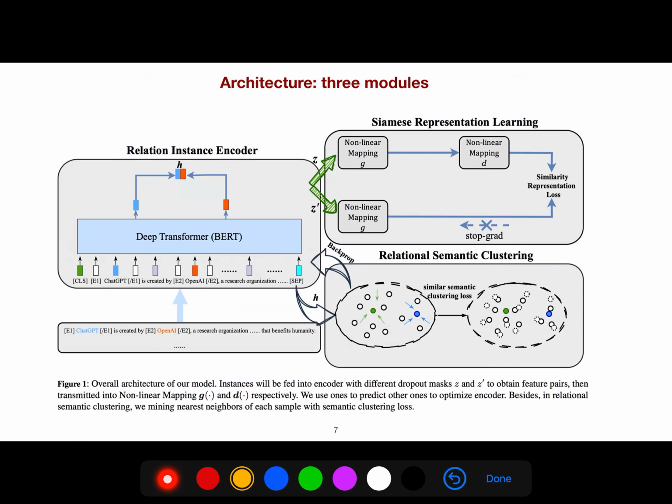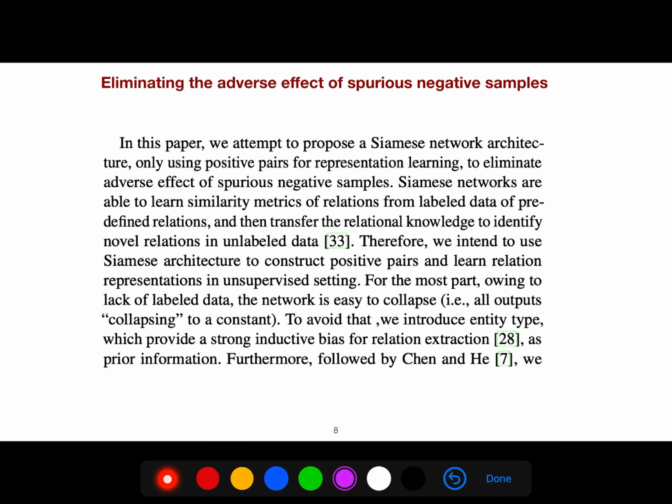So the architecture is like this. First, we give the input to the deep transformer, and then we have these different views. This is very similar to the BYOL architecture, and they have nonlinear mapping, but BYOL has a projection on both sides as well, and this side has something, but this side is missing the other one, so that the architecture becomes asymmetric. But in this paper, they also add semantic clustering. So they are also talking about nearest neighbors of each sample and a semantic clustering loss as well.